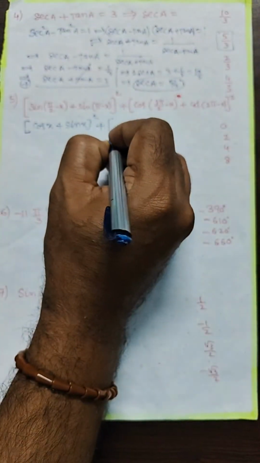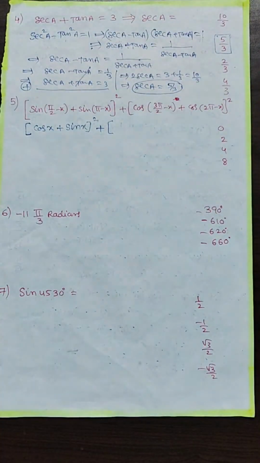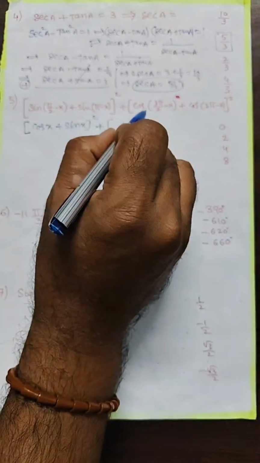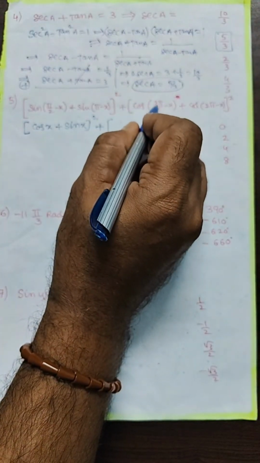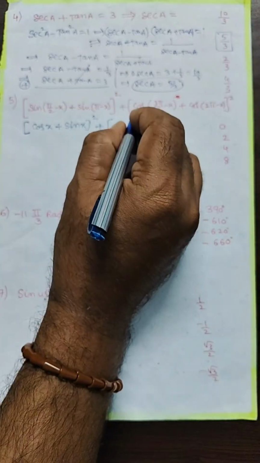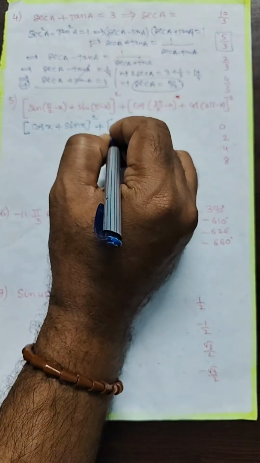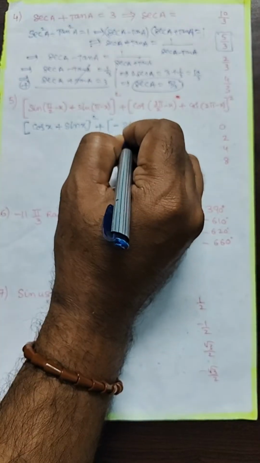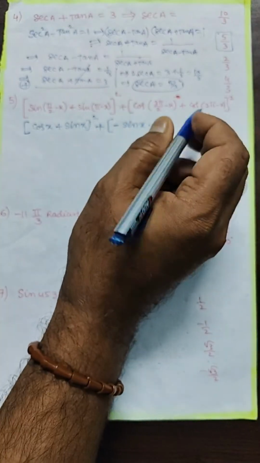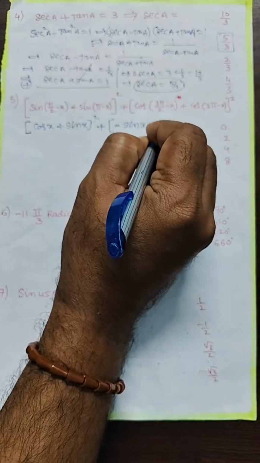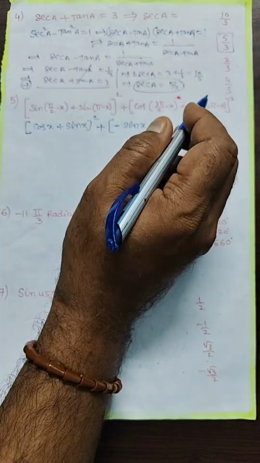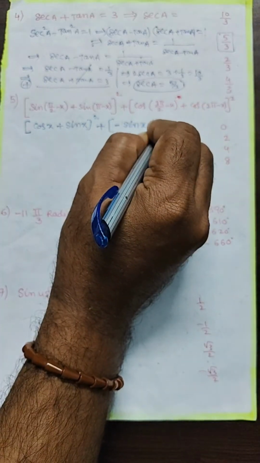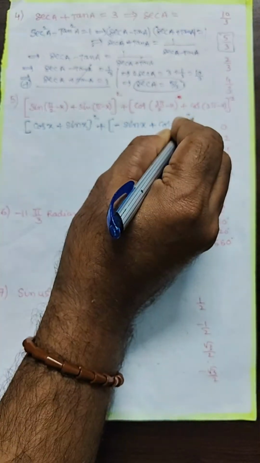Next, plus cos of 3 pi by 2 minus x. Cos of 3 pi by 2 means 270 minus x, in the third quadrant, 3 pi by 2 minus means third quadrant. Cos of 3 pi by 2 is an odd multiple of pi by 2, so for cos, sine will come, and in the third quadrant cos is negative, so minus sin x. Cos of 2 pi minus x means fourth quadrant.